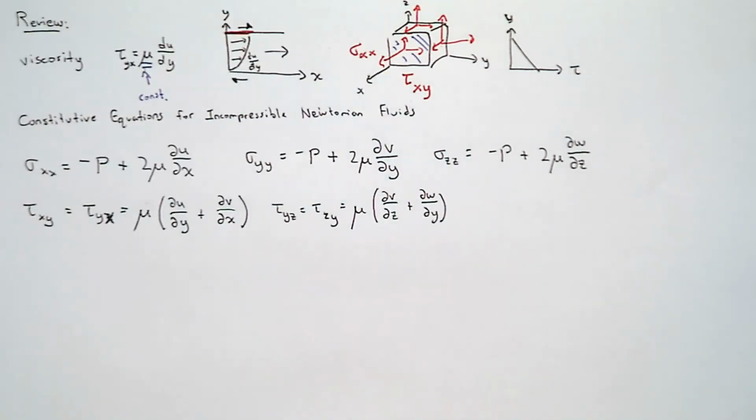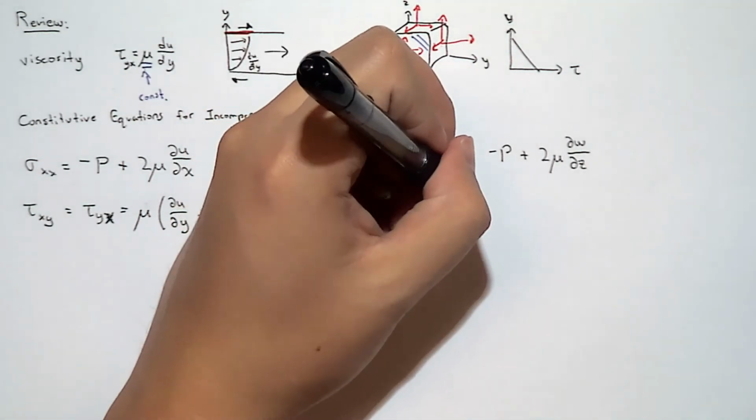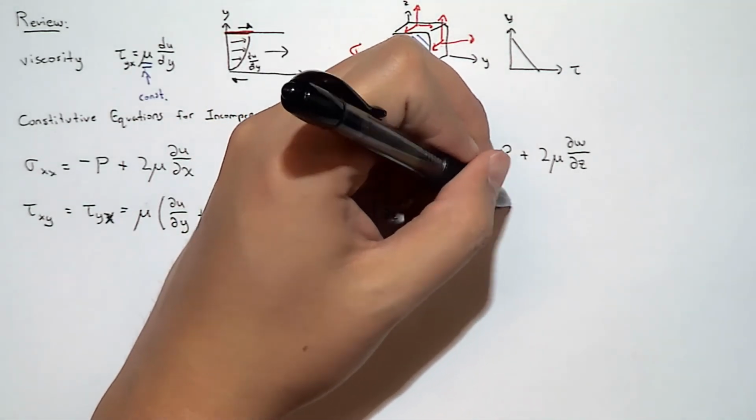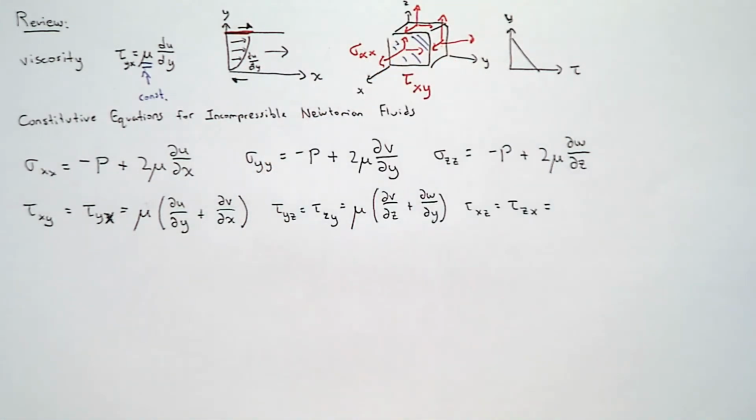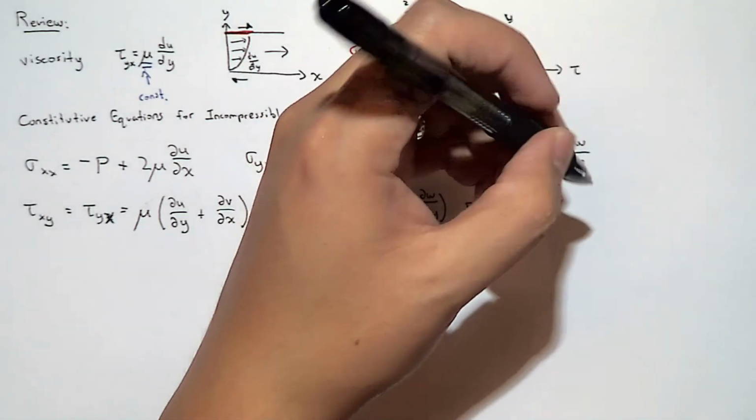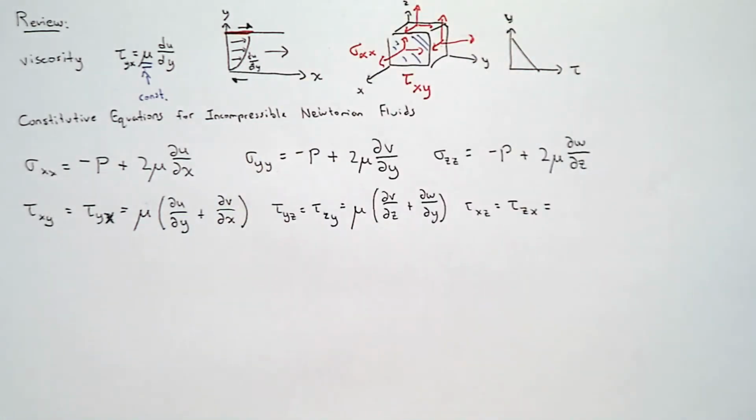And then in the case of tau xz, which we know is also equal to tau zx, if you start to note the pattern, what do you think that shear stress will look like? Tau zx.